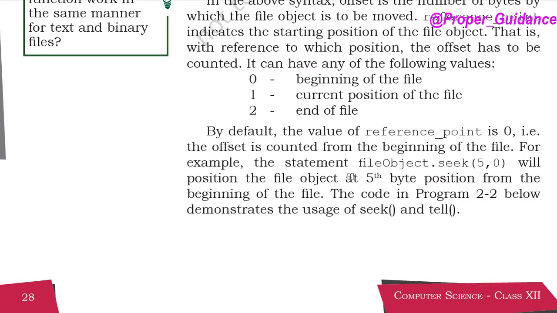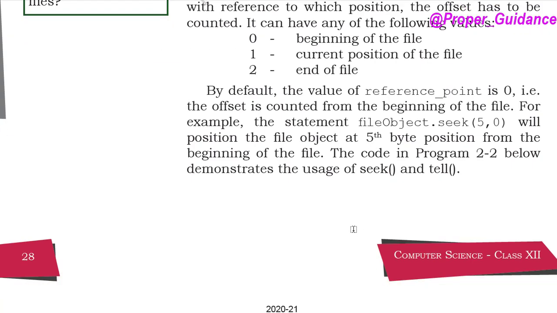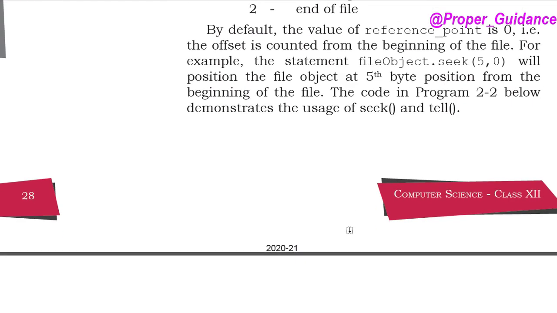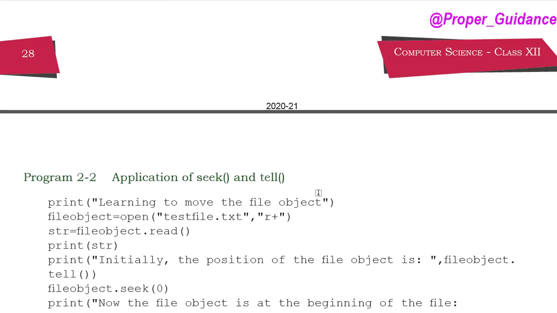By default, the value of reference point is 0, that is, the offset is counted from the beginning of the file. For example, the statement file object dot seek(5, 0) will position the file object at the 5th byte position from the beginning of the file. The code in program 2.2 demonstrates the usage of seek and tell.